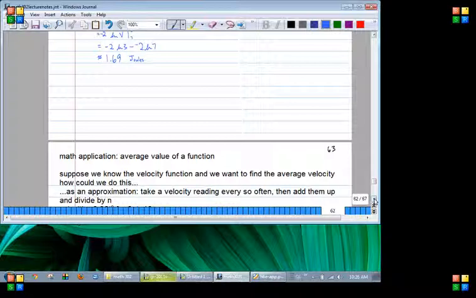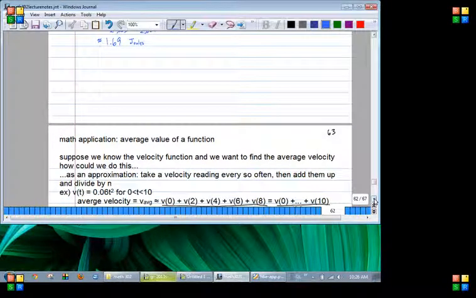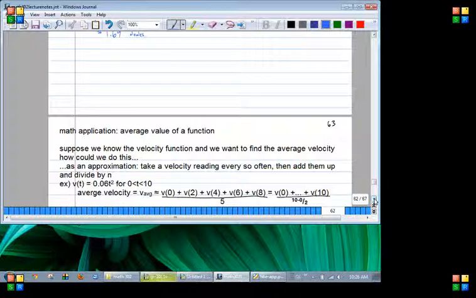Okay. So just to write out an example, suppose here's our velocity function: velocity is 0.06 t squared, where t goes from 0 to 10. Okay. So I'm now going to take 5 velocity readings, because we're approximating. Here's the typical notation for this, a little average. So our function is v, so v average is approximately, I take 5 readings: velocity at 0, velocity at 2, velocity at 4, velocity at 6, velocity at 8. I figure out whatever those are, I add them up, and I divide by 5.